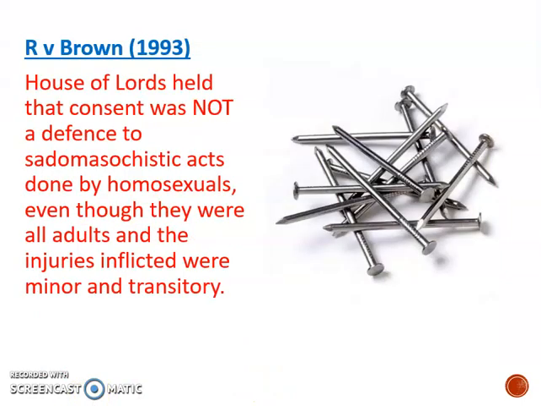We've got the case of Brown here, a really famous case where 5 people were convicted on various counts of ABH and GBH under the Offences Against the Person Act 1861. These injuries were inflicted during consensual homosexual sadomasochistic activities involving things like putting nails into each other's genitals. But there was consent to all of those activities, and none of the individuals were seriously harmed. None of them even needed medical treatment.